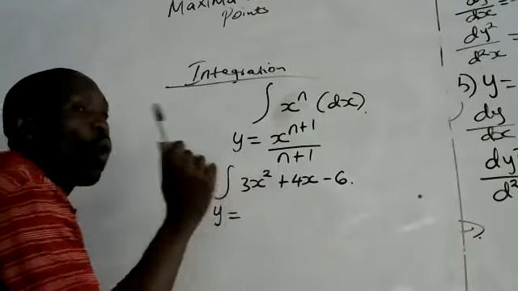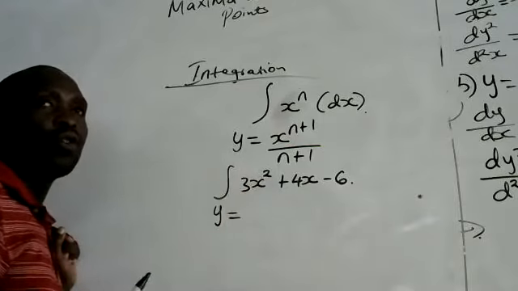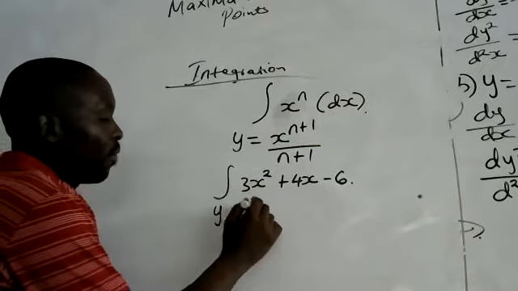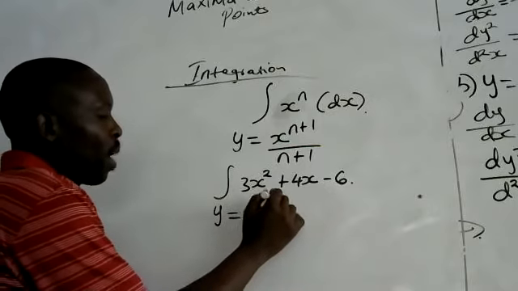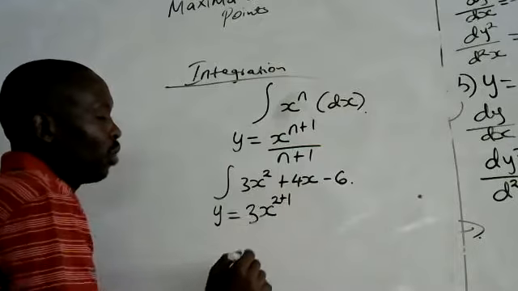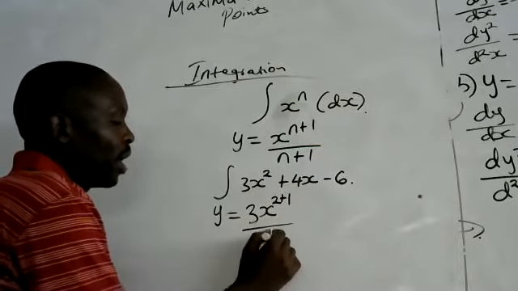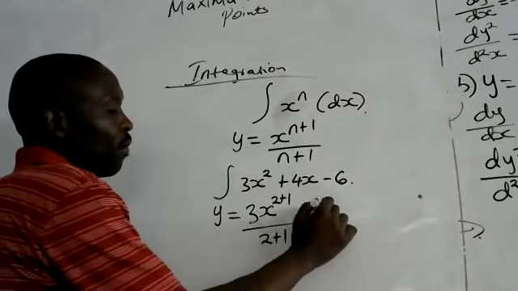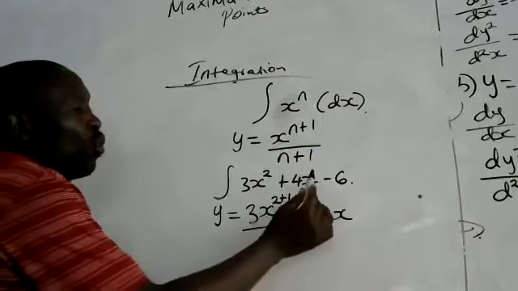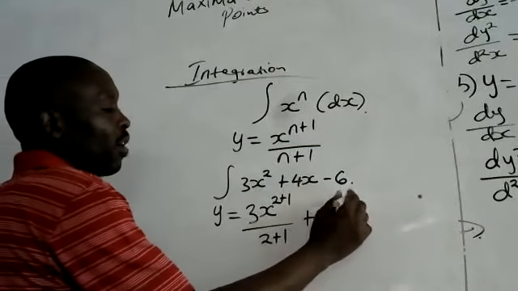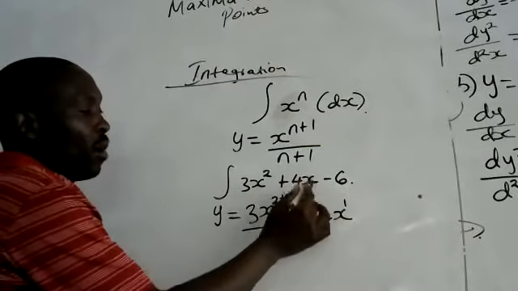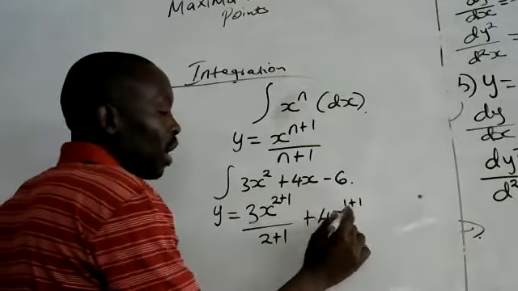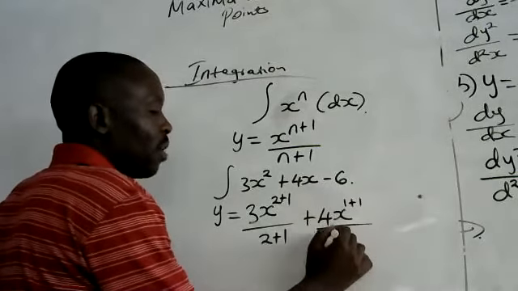You just add 1 to the power, and whatever you get, you divide by the same. So we are going to have 3x power 2. The power we add 1, so it becomes 2 plus 1, and then we divide by the same 2 plus 1. Plus 4x. Remember, I told you when there is no power indicated on this x, it is 1. When the power is not indicated, just know it is x power 1. Then you add 1 so that you get 1 plus 1, and then you divide by the same 1 plus 1.